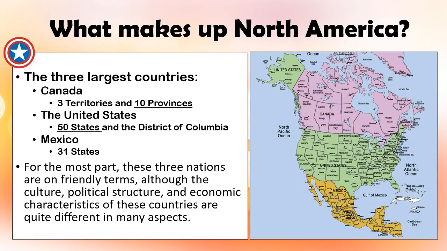The three largest countries in North America are Canada, which consists of 3 territories and 10 provinces, the United States, which has 50 states and the District of Columbia, and Mexico, which has 31 states. For the most part, these 3 nations are on friendly terms, although the culture, political structure, and economic characteristics of these countries are quite different in many respects.